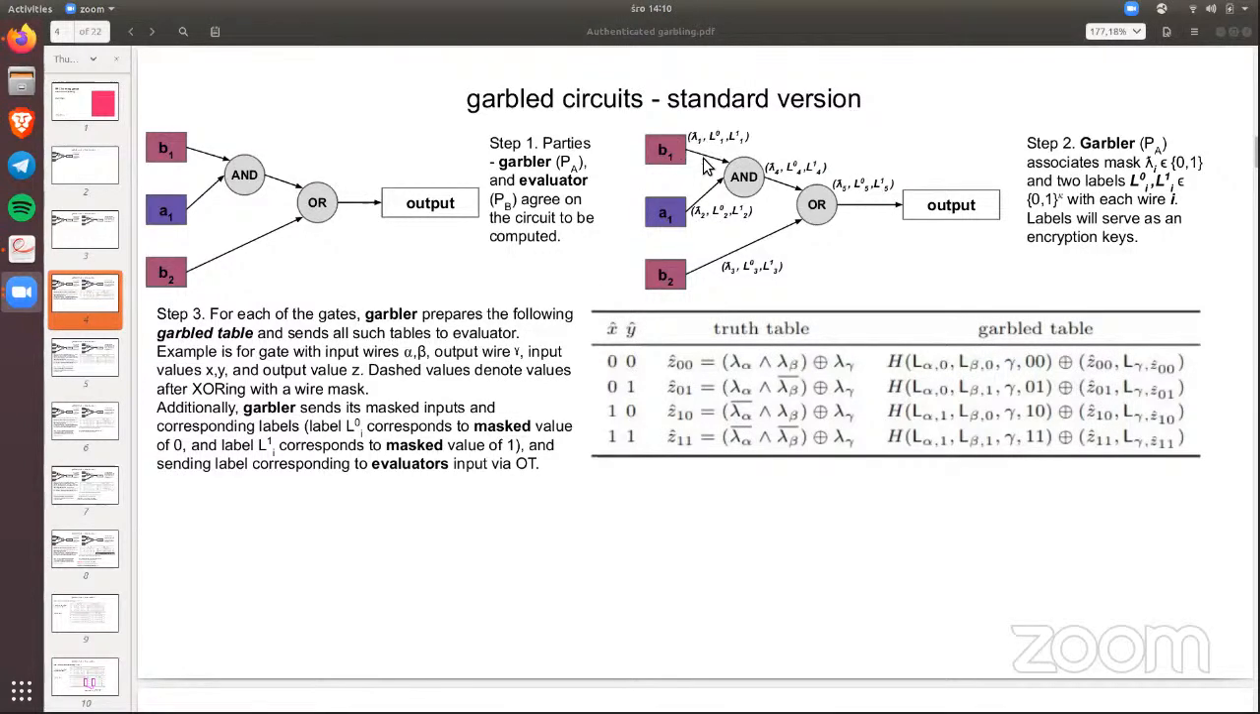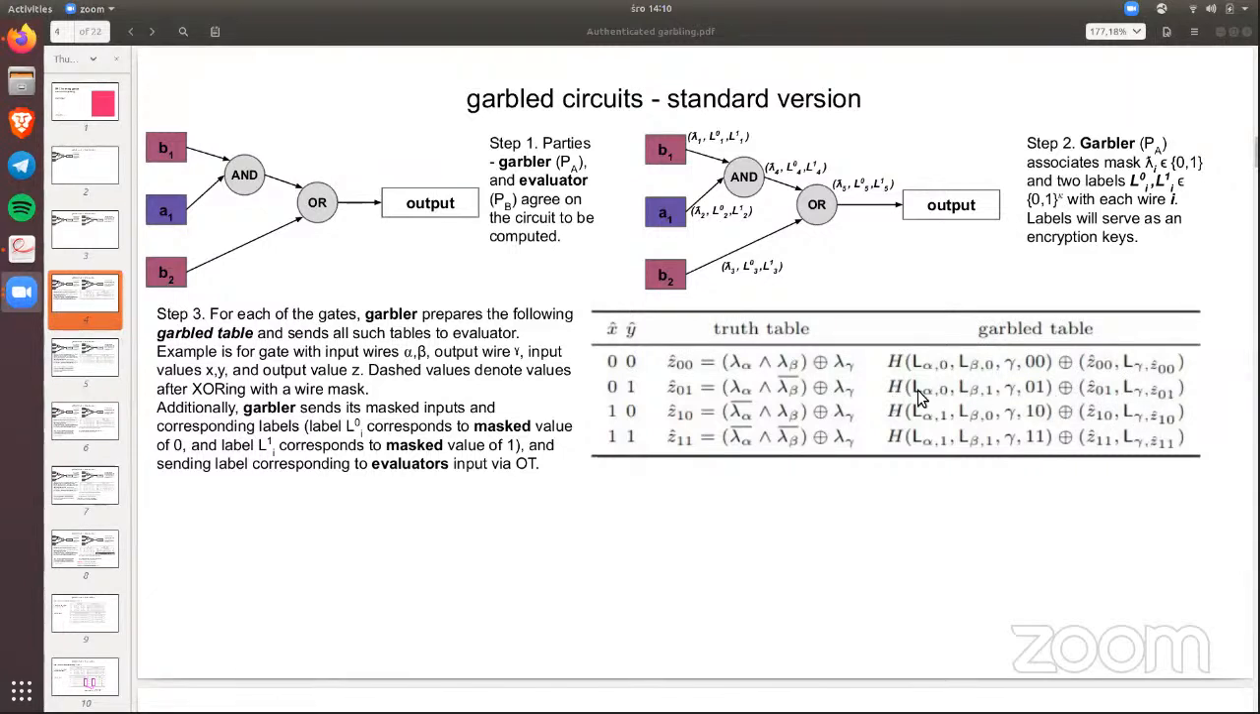Additionally, the evaluator knows L0 for this wire and L1 for this wire. These are the associated labels, or decryption keys. So he knows that he will be interested in this row, and he will be able to decrypt this thing, the z', together with the next L label.